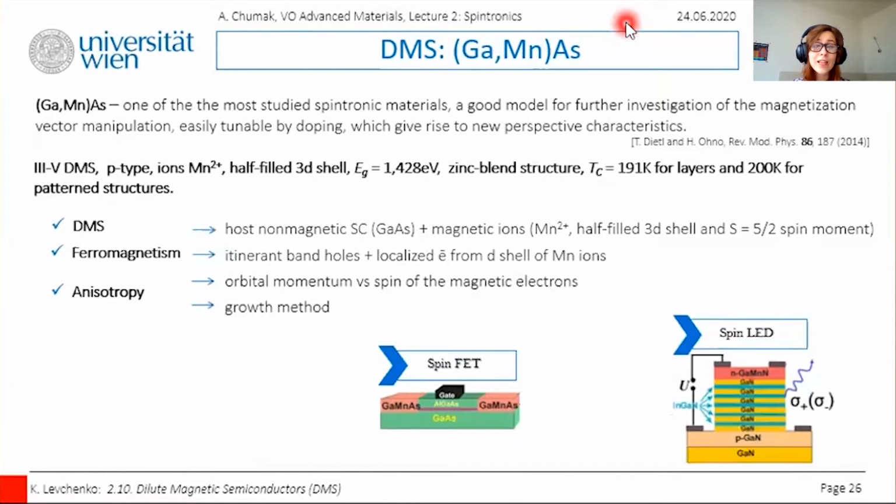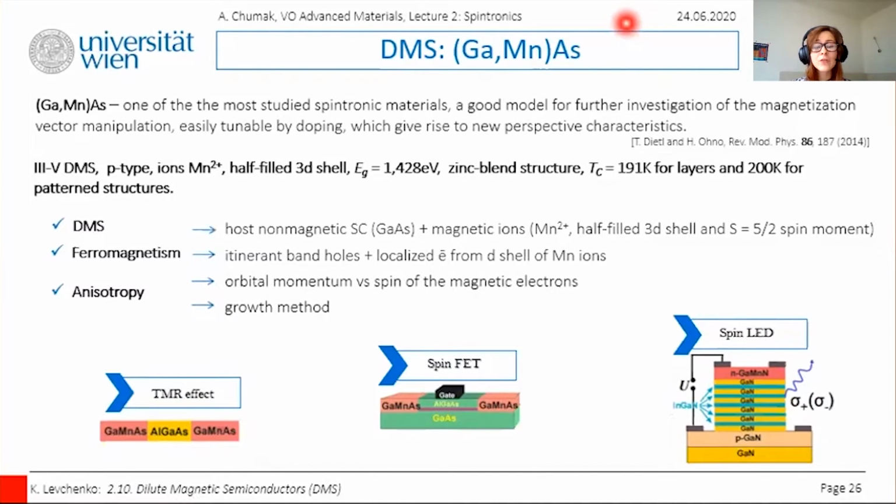As it was rightfully named, it's one of the most studied spintronic materials. It's a good model not only from the applications point of view, because it has a high Tc and could be easily tuned, for example, by doping or by strain modulation, but it also caught our interest as a playground for the investigation of physical phenomena.